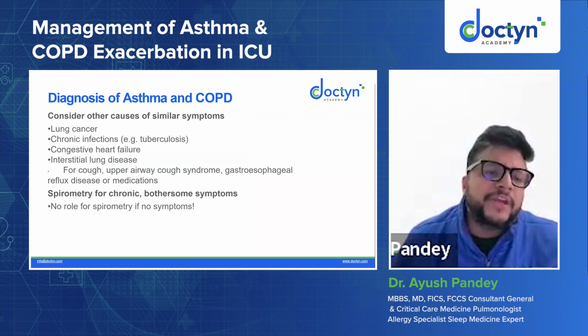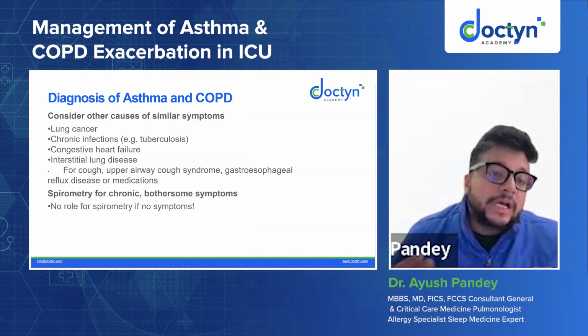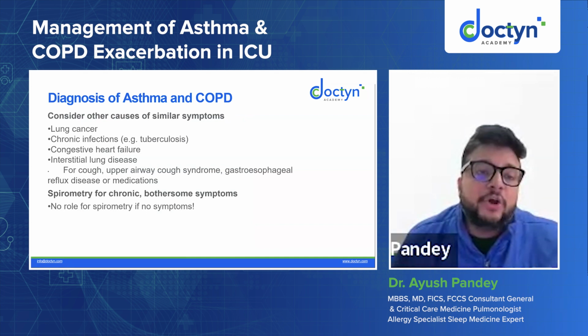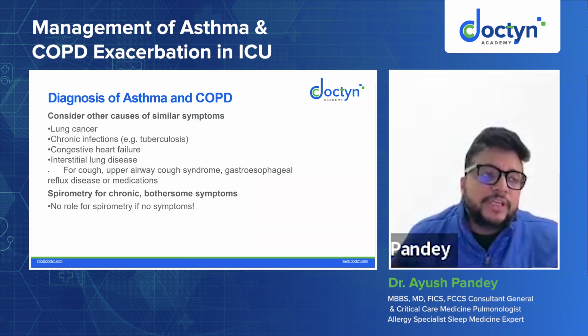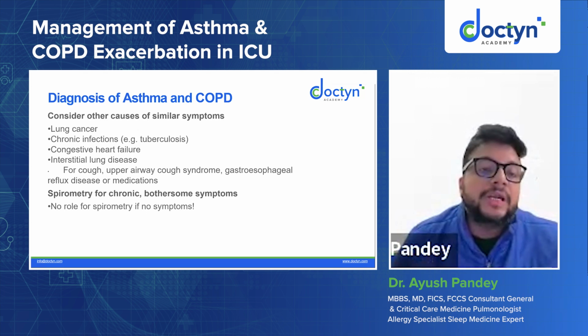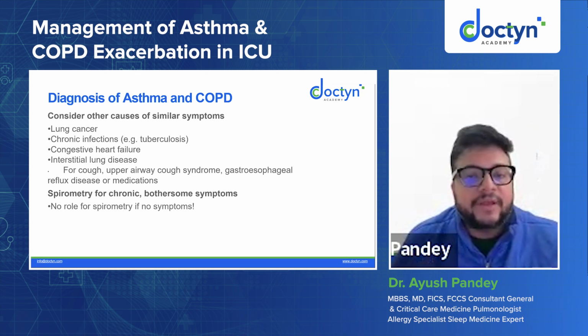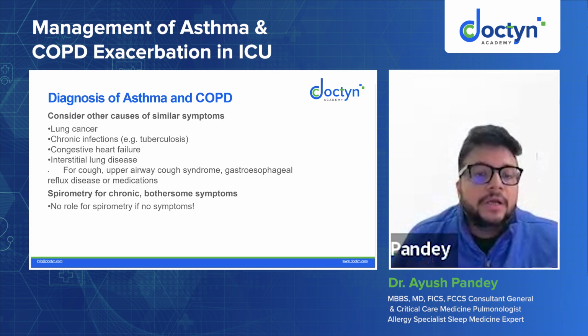So rule out chronic infections, especially in the Indian scenario where tuberculosis is most common. Congestive heart failure: a patient of COPD, because of the increase in pulmonary arterial pressure, is more prone to get CHF or congestive heart failure, which we call cor pulmonale. Interstitial lung disease, chronic cough, upper airway cough syndrome, GERD.